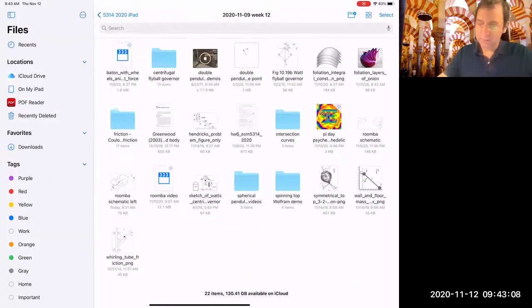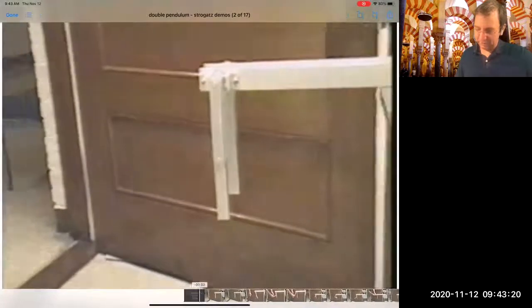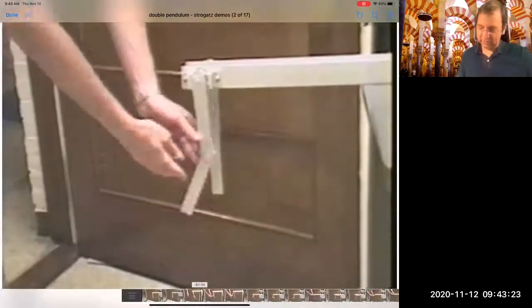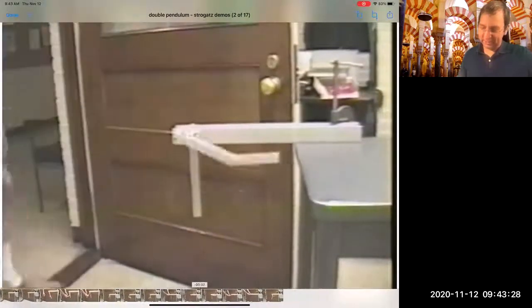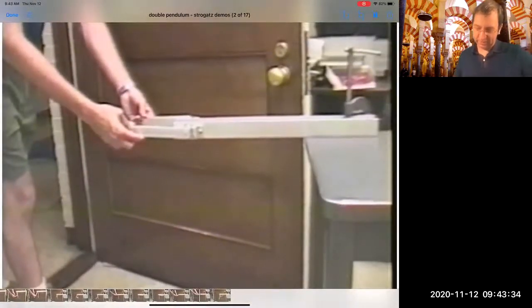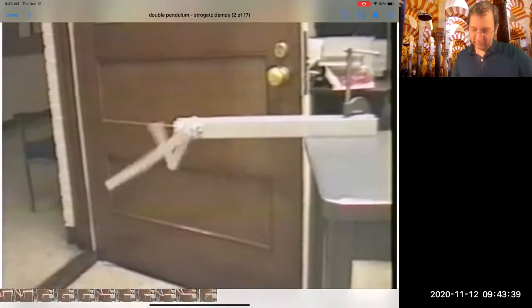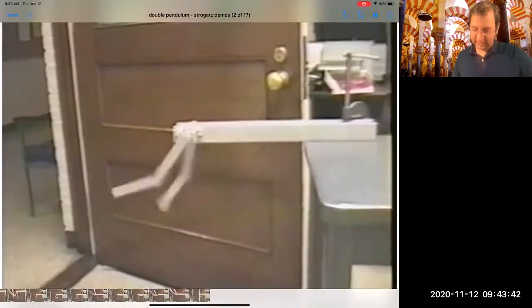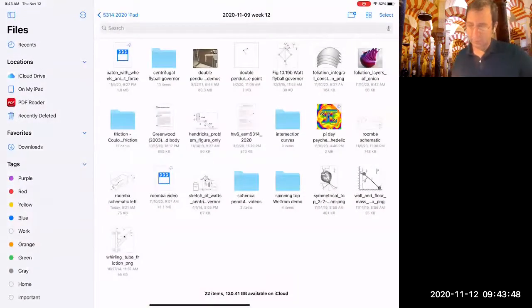And it's not just something you see in simulation. This is a video by Steven Strogatz and Howard Stone. This is Steve Strogatz again. They have two double pendula, and they're convincing you, look, it's a double pendulum. He's got two right next to each other, and at some point he releases them and you'll be able to see what happens. Since it's chaotic, they are doing different things. So it's real.